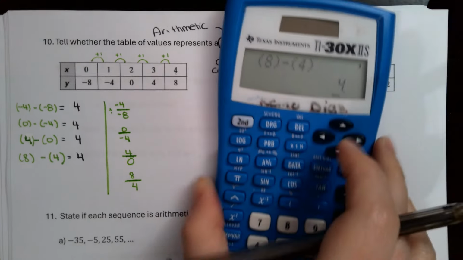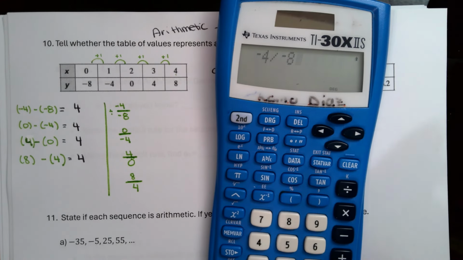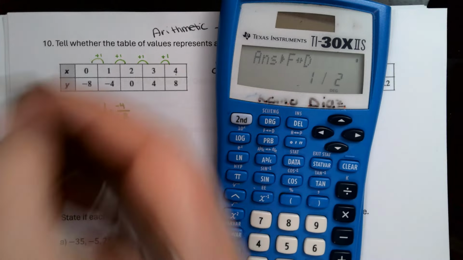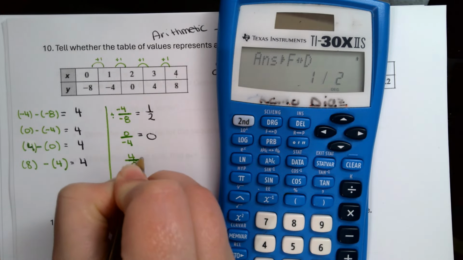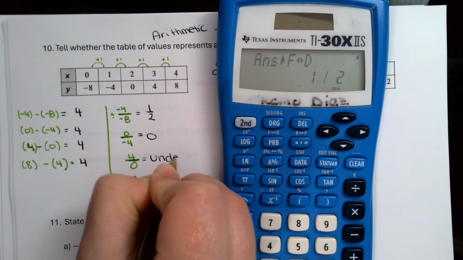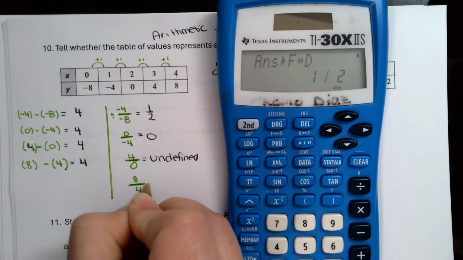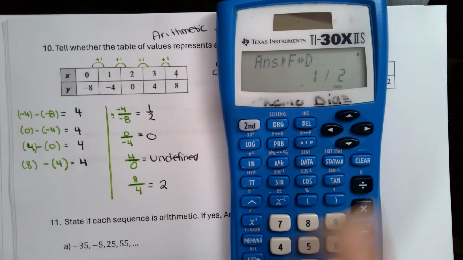Now, here, -4 divided by -8 gives us a decimal. Convert that to a fraction, second PRB, this is 1/2. This one here, I'll tell you 0. This is undefined. And this here is 8 divided by 4 is 2.